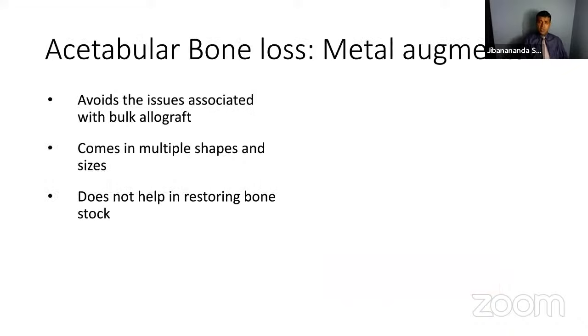Acetabular bone loss, metal augments. This is my typical way to go for significant bone loss that requires some sort of reconstruction. It avoids the issues of bulk allograft like aseptic loosening or graft resorption. It does come in different sizes and shapes, so certainly very modular. The downside is it does not help in restoring bone stock.